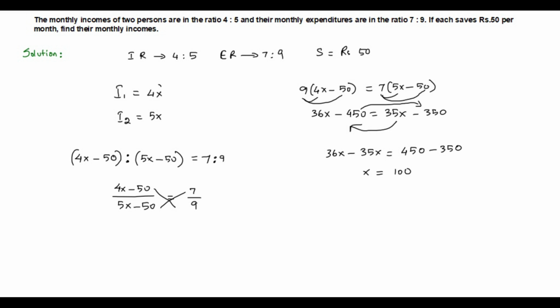Now, already we know the income of the first person is 4x. So now we know the value of x, which is 100. So to know the income of the first person, 4 times the value of x is 100. We can substitute the value 100 for x, which is equal to 400. The same thing we can do here, that is 5 times 100, which is equal to 500. So the income of the first person is 400, income of the second person is 500. So the monthly incomes of two persons are rupees 400 and rupees 500.